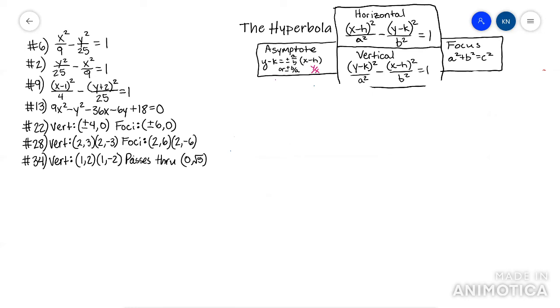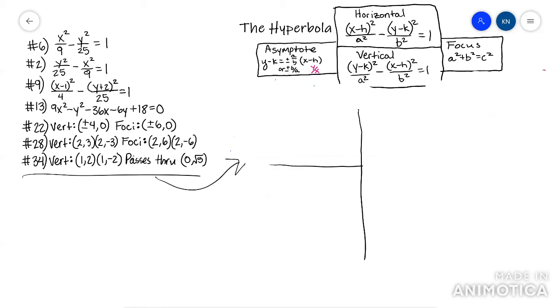Okay, number 34. I'm not going to rewrite it. I'm just on the last one. So again, I would not try to do this without drawing it. So I have vertices at (1, 2) and (1, negative 2), which means my center is here. The center's at (1, 0), also known as my (h, k). And I know it's vertical.